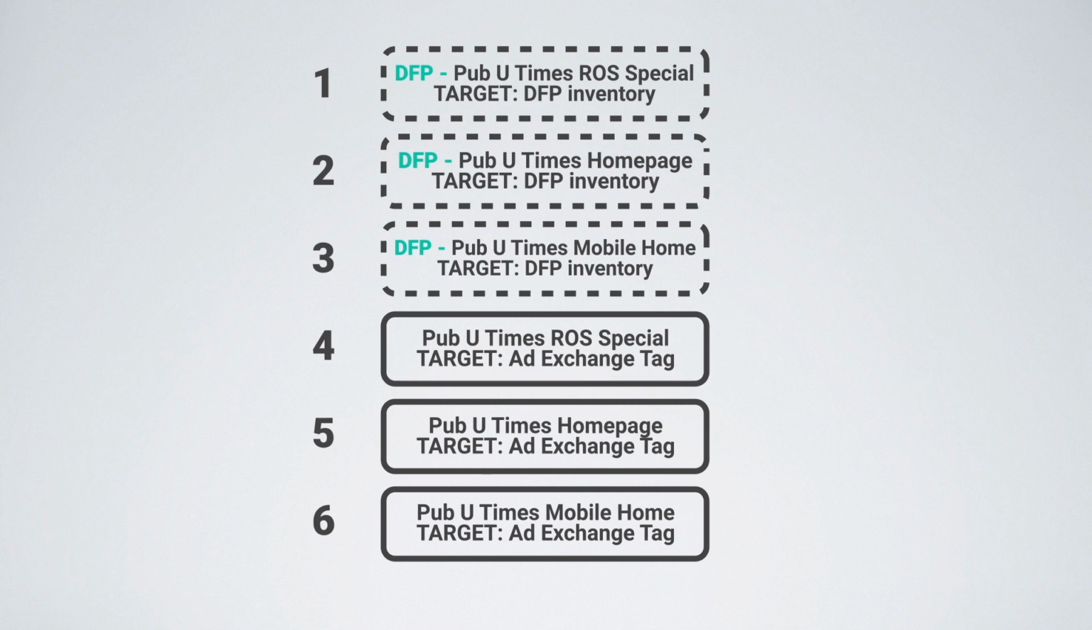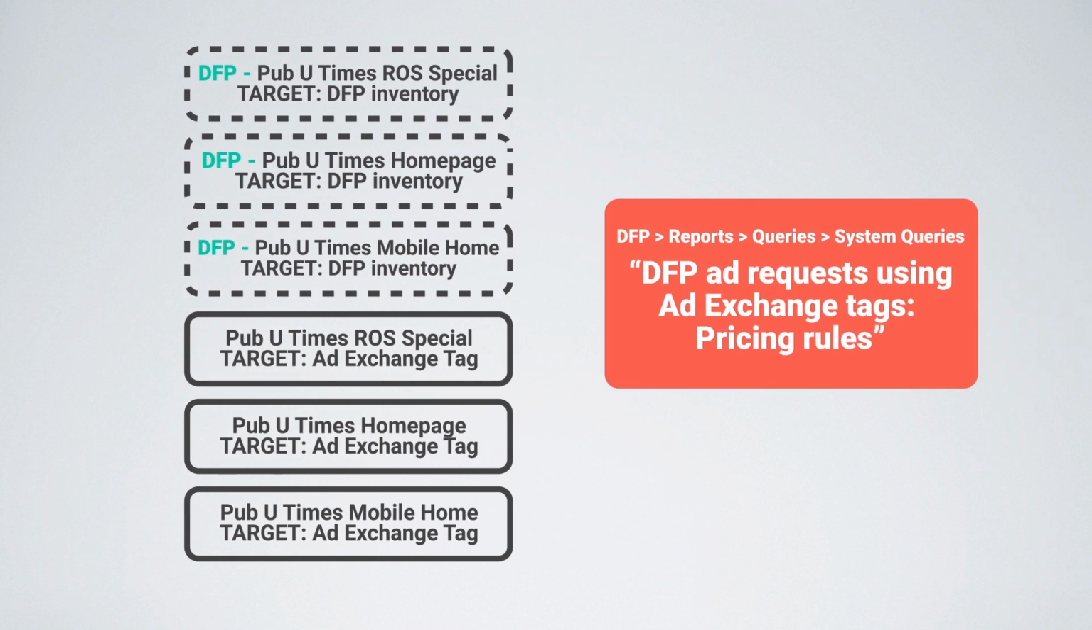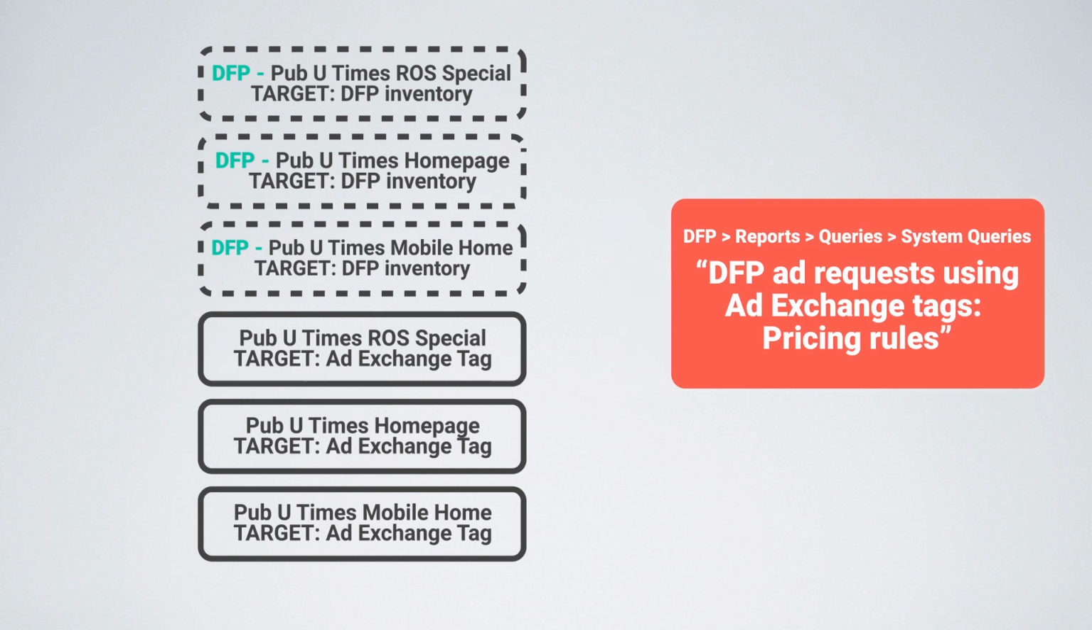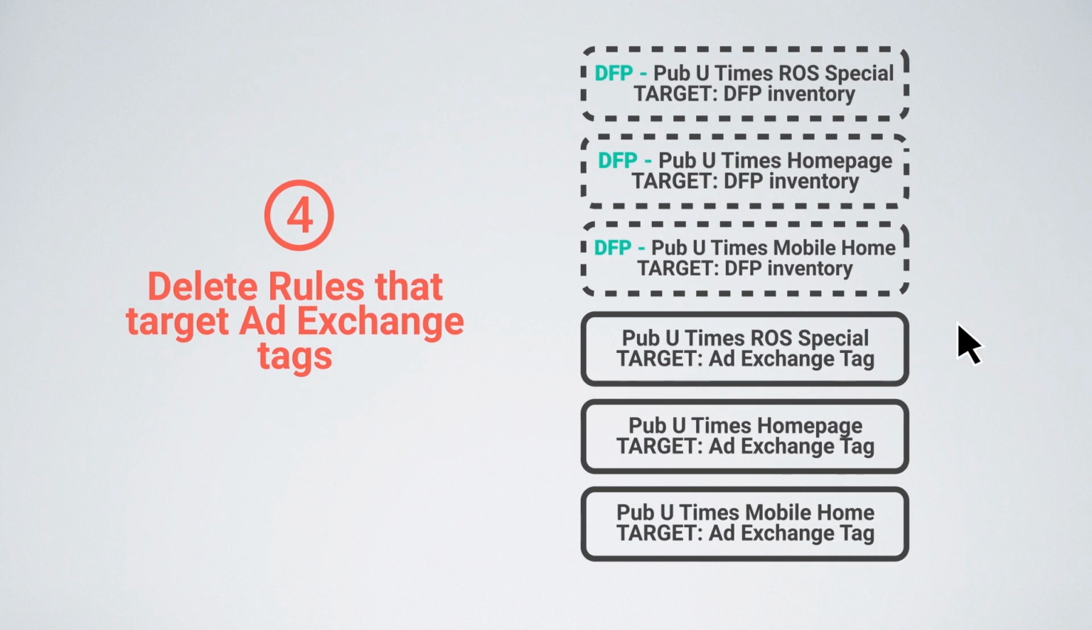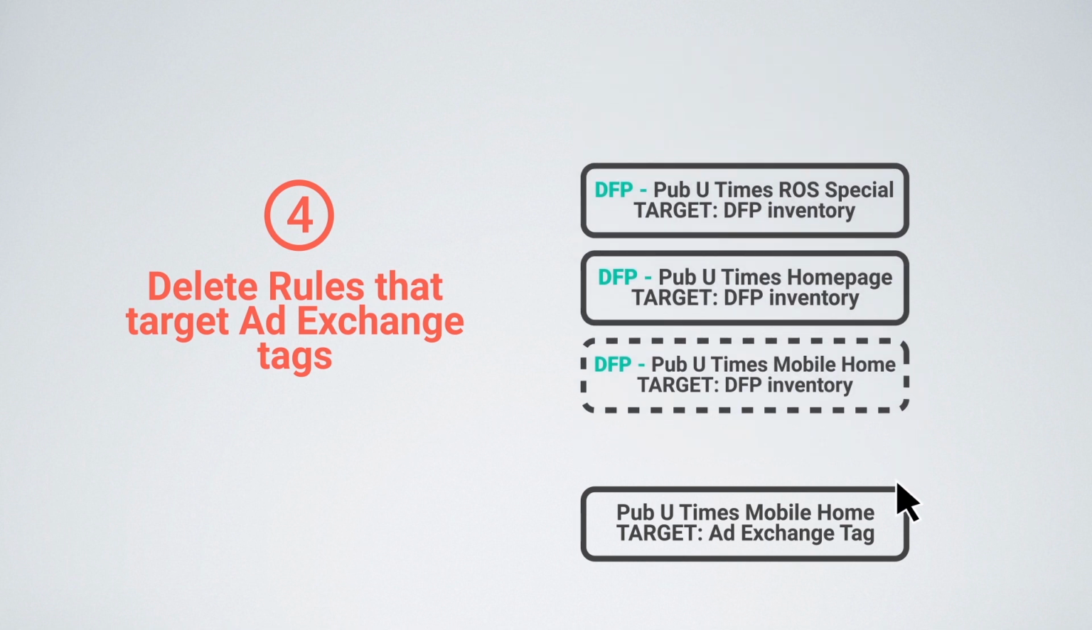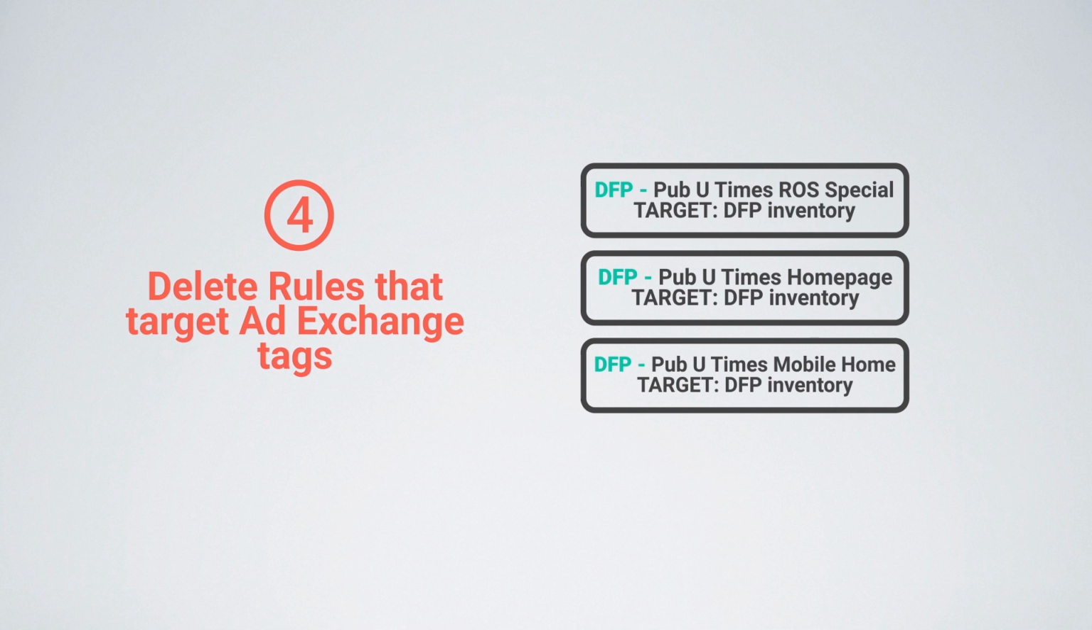After the new rules have been in place for a day or two, run the system query titled DFP ad requests using Ad Exchange tags: pricing rules to ensure that traffic with Ad Exchange UI tags are now matching the new rules and not the old rules. Once you've confirmed that no traffic is being served to the old rules and that these tags are not being used in third-party ad servers or for direct traffic, they can be deleted. Please note, Ad Exchange UI tags might also be targeted in other rule types, like those for blocking or ad styles. Please be sure to update those additional rules as well.